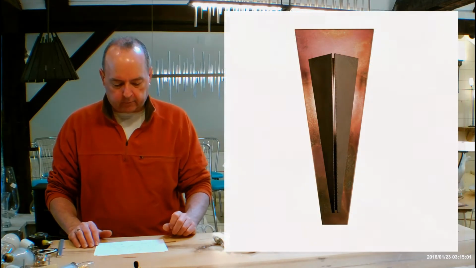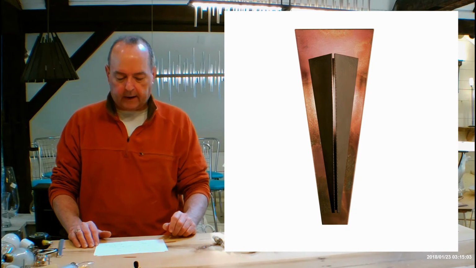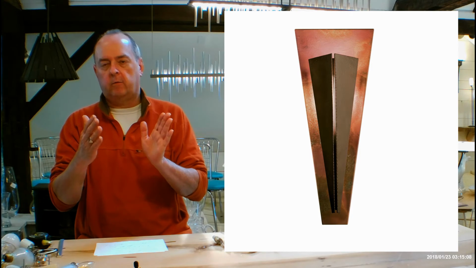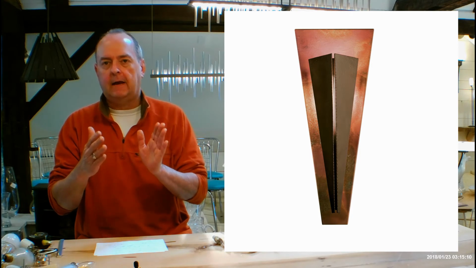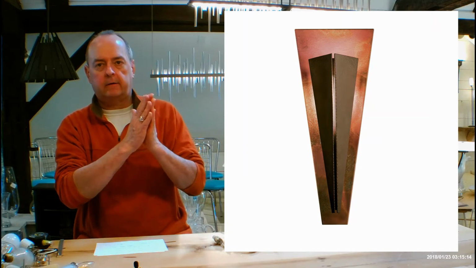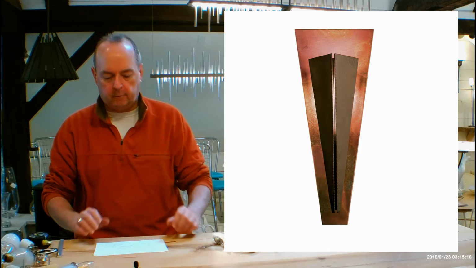Okay, so this is 20.5 inches tall, 8.5 inches wide. Projection out is going to be 4 inches, which qualifies this to be ADA compliant. ADA is Americans with Disabilities Act. It says that a sconce can only come out up to 4 inches from the wall.